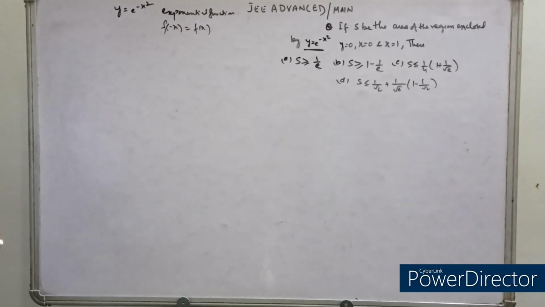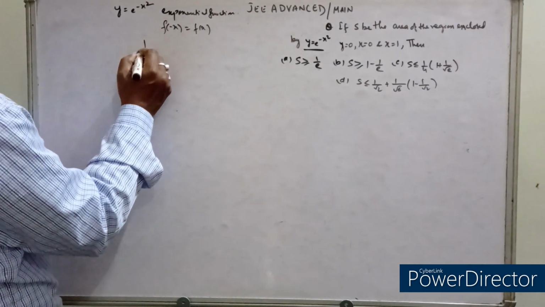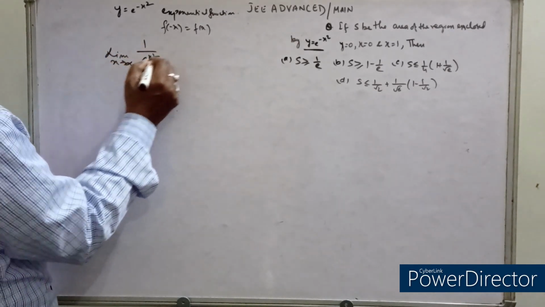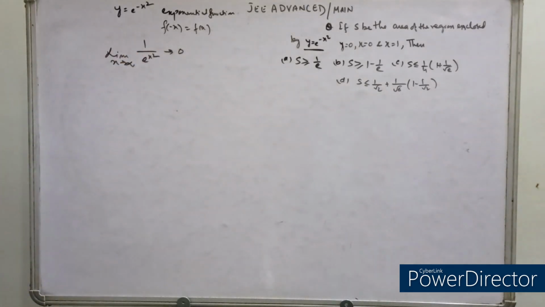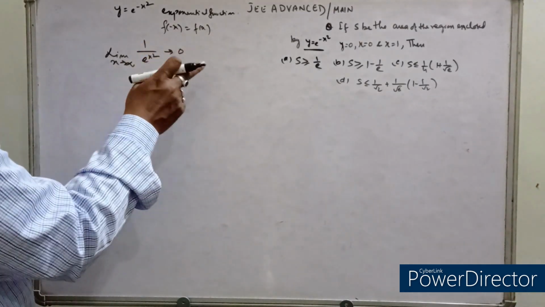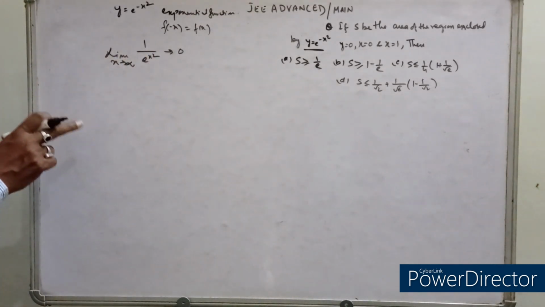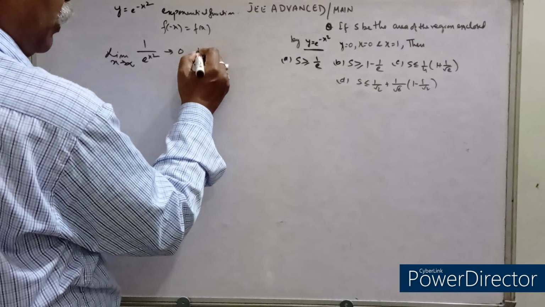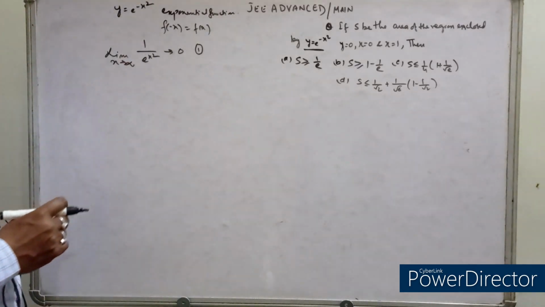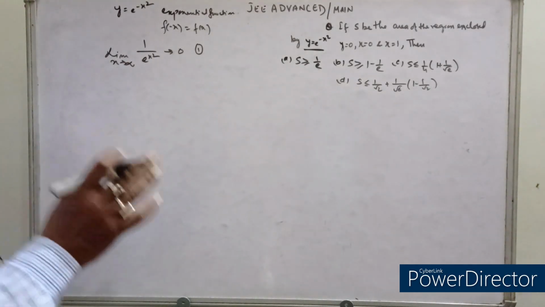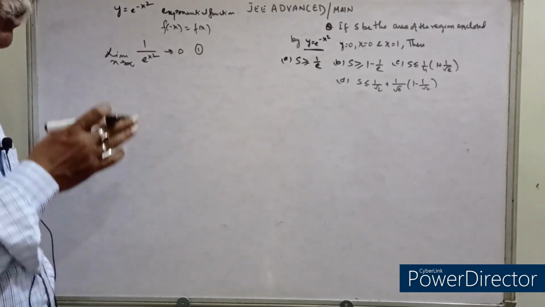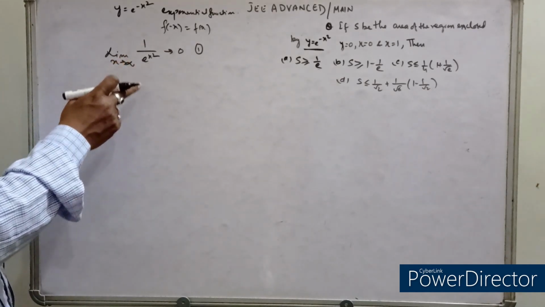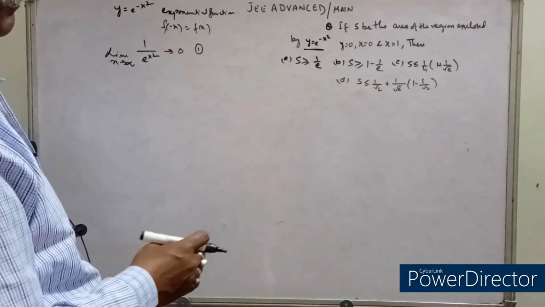And the third most important point here is that 1 by e to the power of x square, if we take limit x tends to infinity, it will tend to 0. That means when x tends to infinity, your y will be 0. That means you are never going to get an x intercept. Again I am repeating that you are never going to get an x intercept. You are only approaching 0.